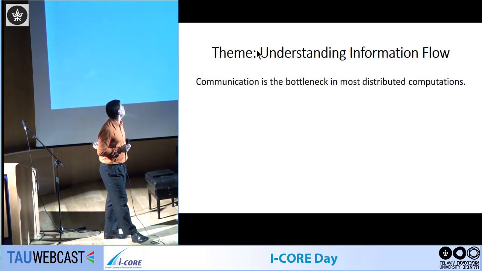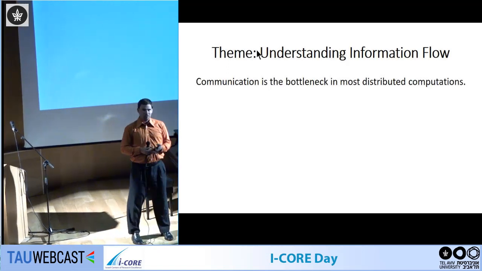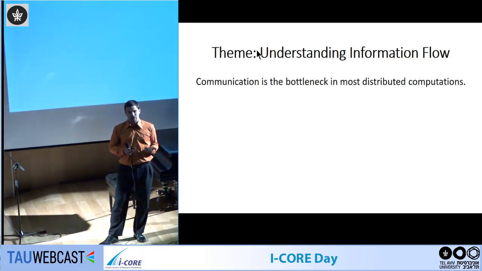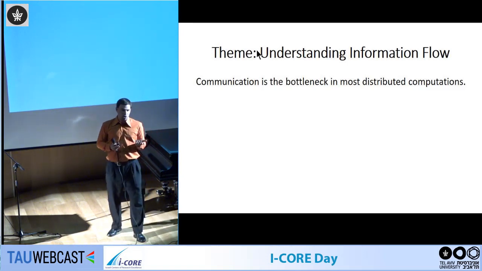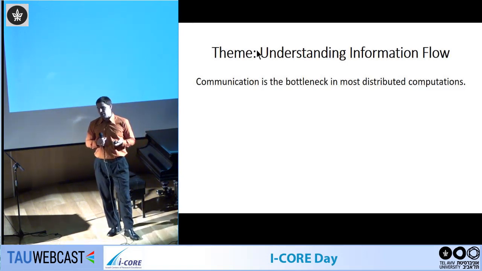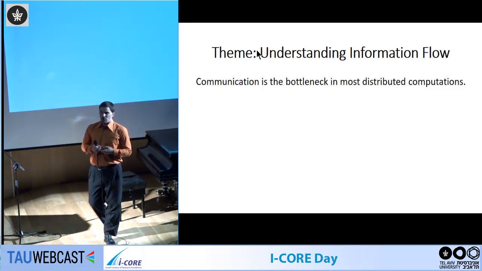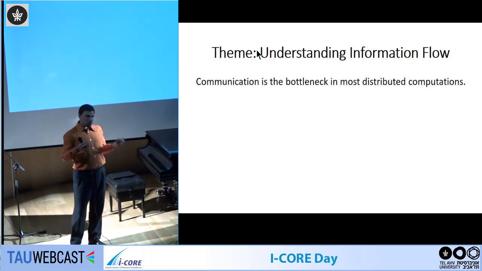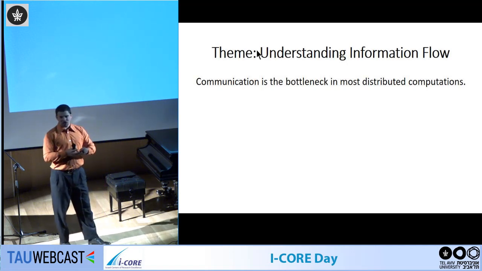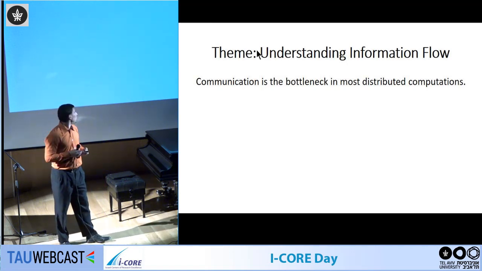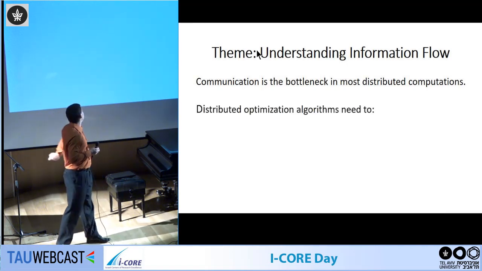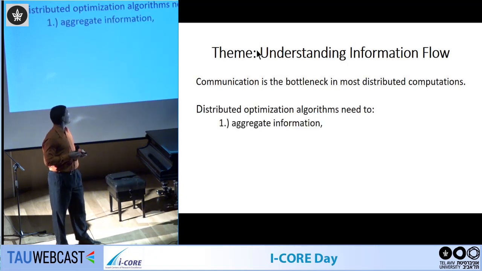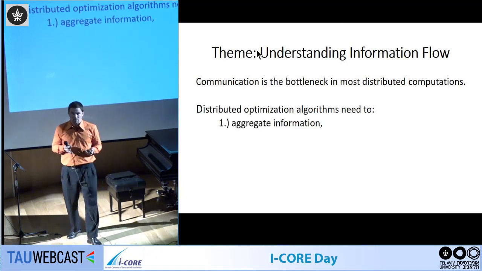And so one thing that's particular about distributed systems is that typically computation is not the problem. Typically the bottleneck in distributed computing is communication. Okay? So there's a lot of information present in the system, and we want to compute something, and we can't just send around all the information. So what we need to do is aggregate. Any distributed optimization algorithm will have to aggregate information at some point.